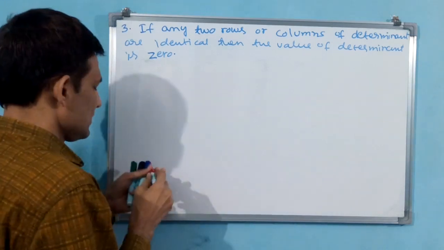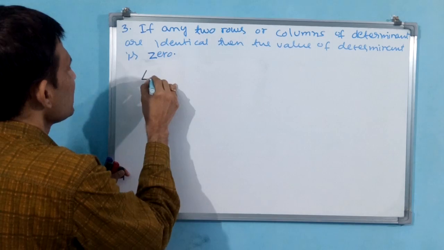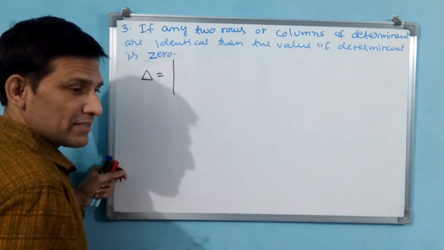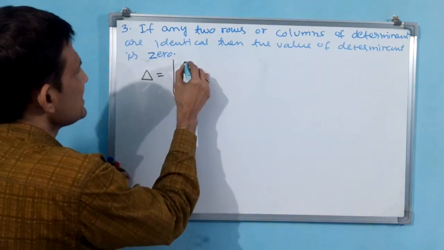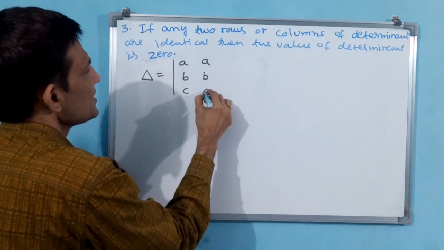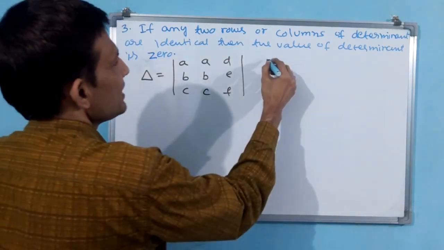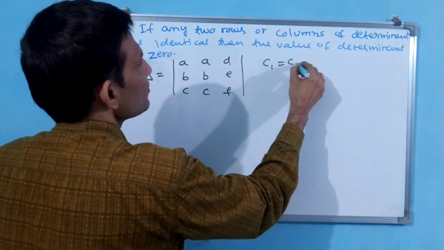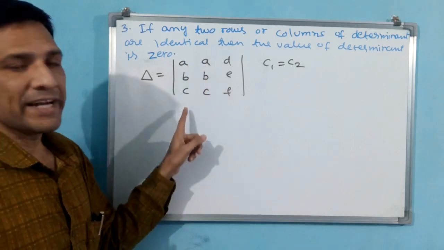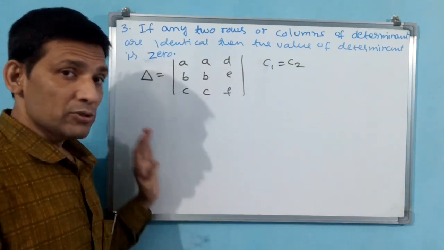See, let us take one determinant. The determinant is equal to, we are proving, so we don't take numbers, we take alphabets. A, B, C, D, E, F. Now here C1 is equal to C2. Identical. C1 is identical with C2, or C2 is identical with C1. Both are the same. Then this value also should come 0.